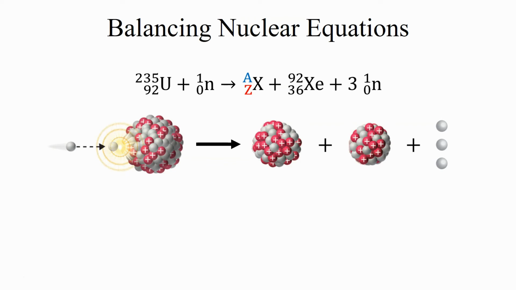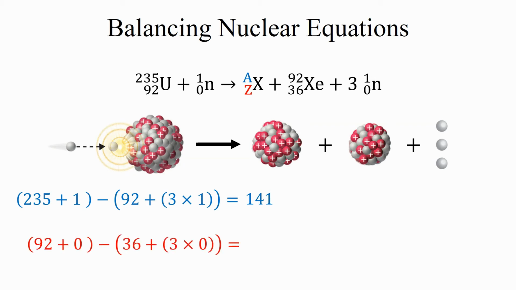Now we want to find out what is the missing daughter nucleotide of this reaction, xenon-92 being the other daughter nucleotide. Well, again, we need to account for the mass numbers and the Z numbers, or the atomic numbers, on both sides of the reaction arrow. So if we add up 1 uranium-235 and 1 neutron, and we subtract from that the xenon-92 and 3 neutrons, we are missing a mass number of 141.